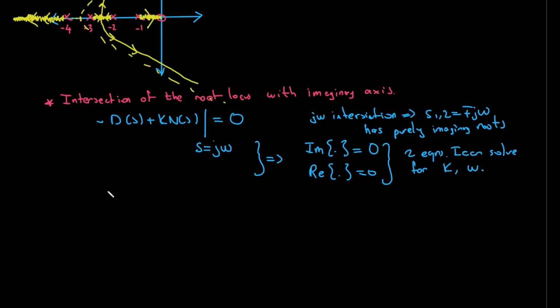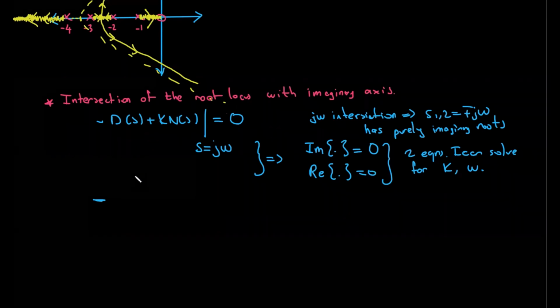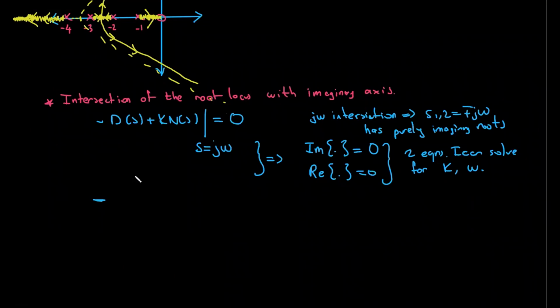And what is another way of finding the intersection with the j omega axis? Can you name a method? A method that we have learned very recently is the Routh-Hurwitz method. So we can apply Routh-Hurwitz to D(s) plus K times N(s) equals 0 and inspect the j omega crossings there as well. Because when we have imaginary roots over there, we can detect it by applying the Routh-Hurwitz method.